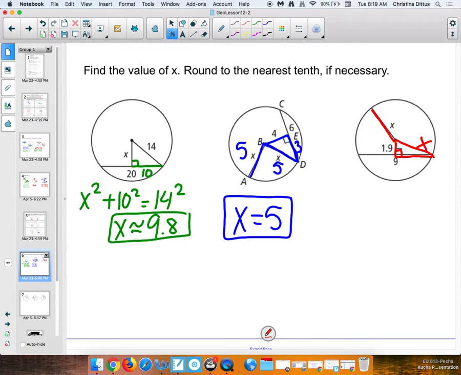The bottom is 4.5. Half the line. Oh my God, I didn't know what that was called. So how can I find X? 1.9 squared plus 4.5 squared equals X squared. What's X?